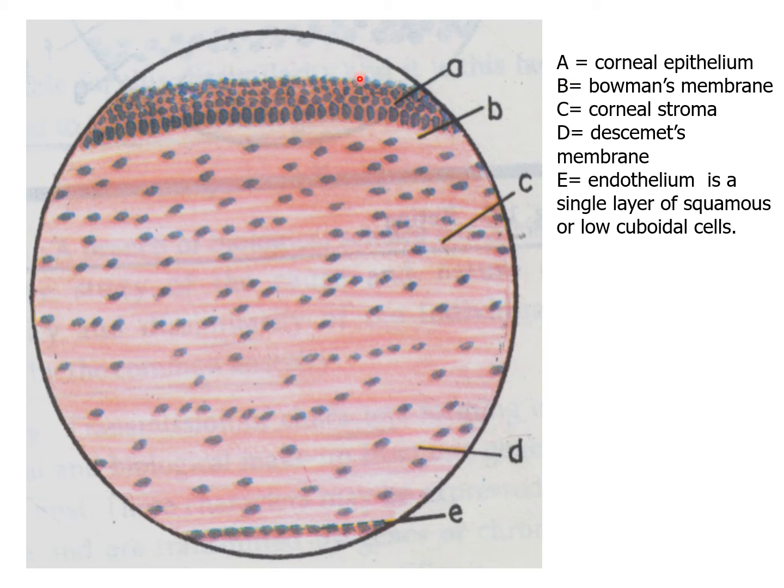So, corneal epithelium: identify the structures. A is the corneal epithelium. B is the Bowman's membrane. C is the corneal stroma. D is the Descemet membrane.